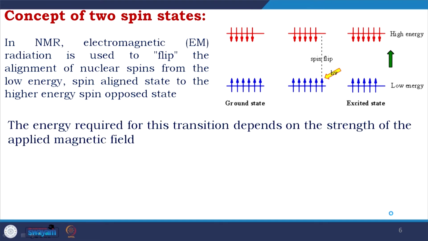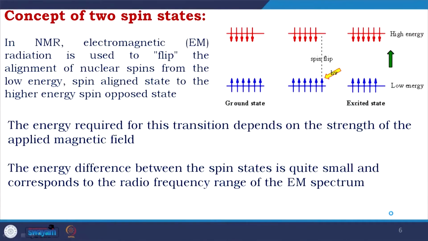The energy required for this transition depends on the strength of the applied magnetic field. So, here the applied external magnetic field has a very critical role, because the flipping depends on the amount of energy provided. The energy difference between the spin states is quite small and corresponds to the radio frequency range of the electromagnetic spectrum. We have talked about that NMR uses radio frequency, and this is one of the reasons.